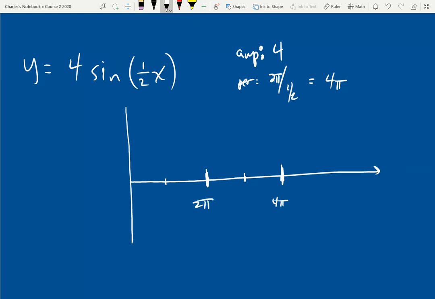Let's say that this is 4 pi. Let's say that this is 2 pi. Let's say that this is a sine. Is it going to start at the top or is it going to start in the middle? It's going to start in the middle. It's going to end in the middle. At the halfway point, it's going to be in the middle. And the top is going to be at 4. The bottom is going to be at -4. And it's going to look like that.